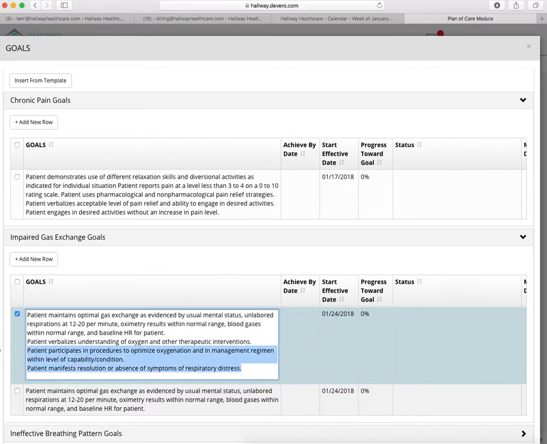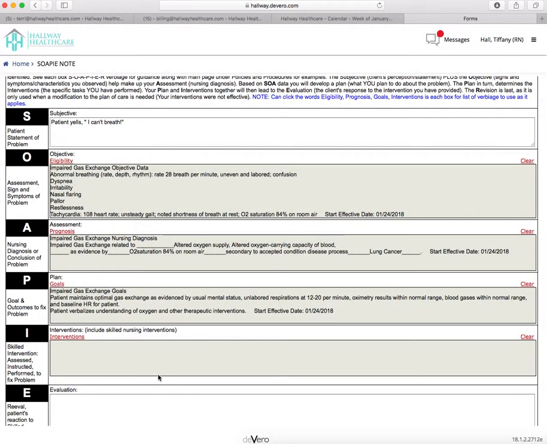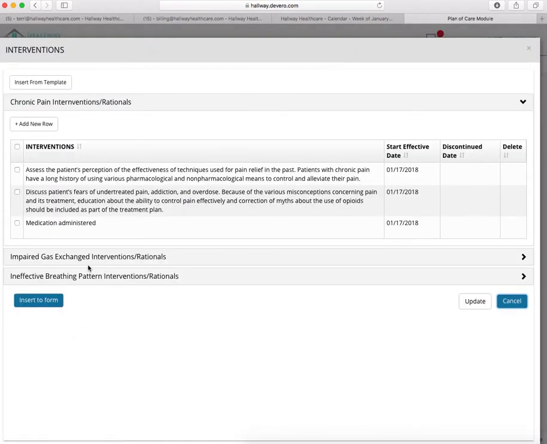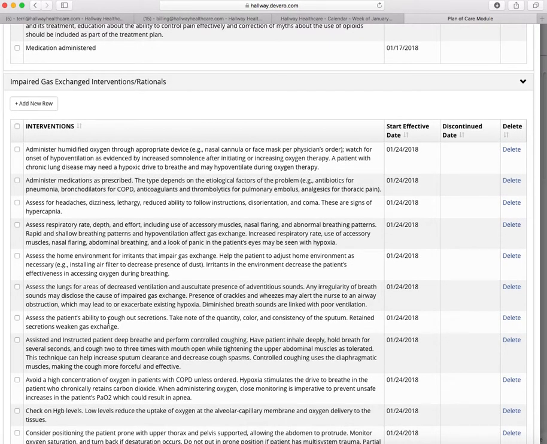Okay, so I'm going to delete these other goals. Okay, and so now I have 2 goals instead of 1. So now I'm going to insert that form, interventions, and now I go to impaired gas exchange, and now choose all the interventions that I did. And again, just try to keep it to about 2 to 3. But here's the beautiful thing. Now I can choose different ones that are applicable to him.